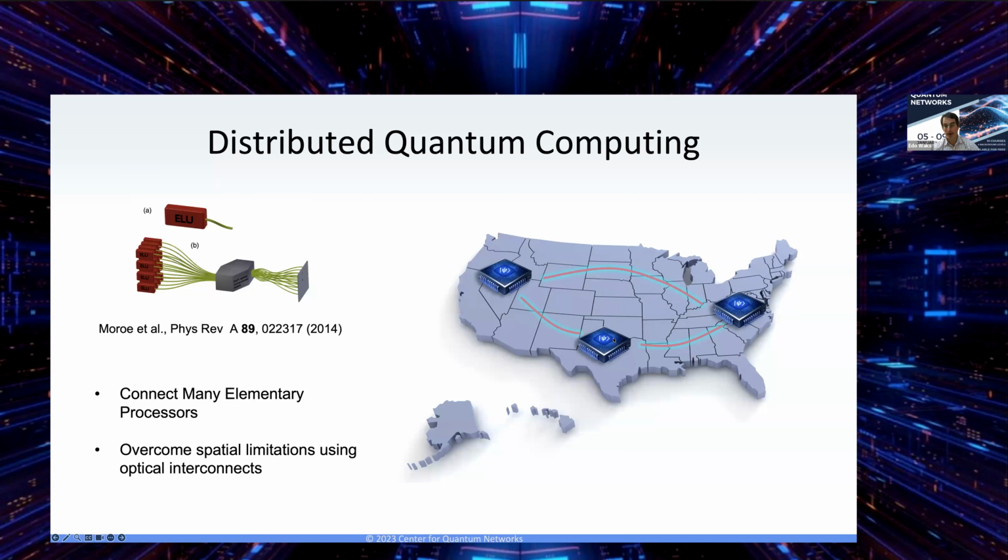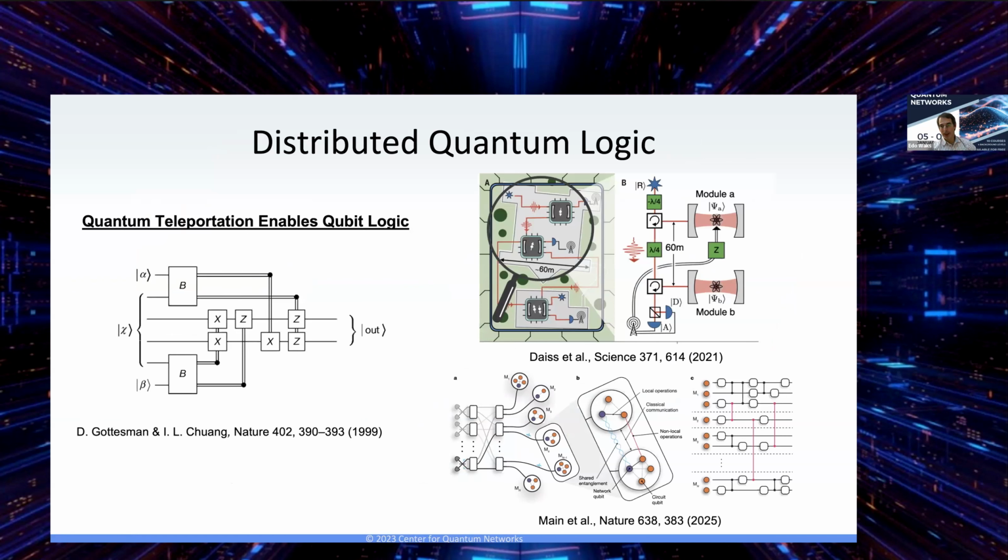It is much harder to establish entanglement over a nationwide network than it is over a data center. But if that entanglement can be established, then the processors themselves are no longer limited by the physical distance between them. So distributed quantum computing allows you to connect many elementary processors together, and it overcomes the spatial limitations using optical interconnects. It allows you to basically spread them out over larger distances and distribute your resources in a more effective way. It also allows you to make the optical interconnects themselves somewhat functional.